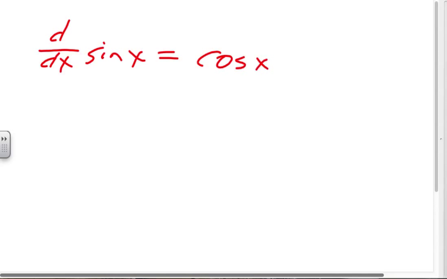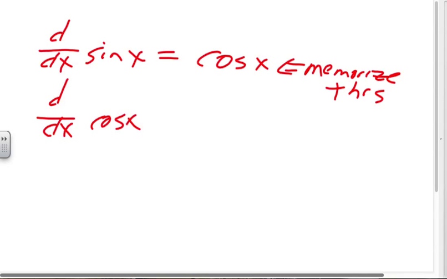Trigonometry. The derivative of sine of x is cosine of x. Memorize this. You're going to see this over and over again. And the derivative of cosine of x is negative sine of x. Same thing holds true here. You need to know what both of these things are.